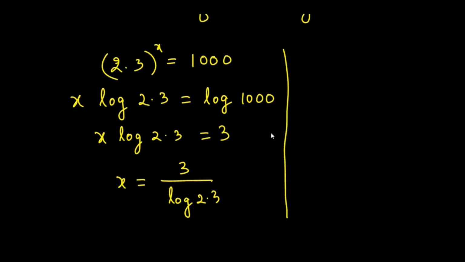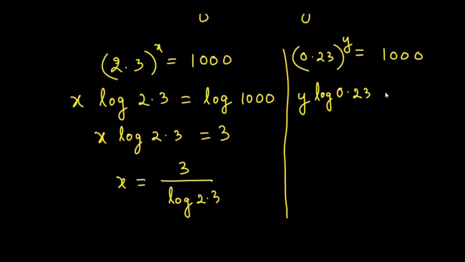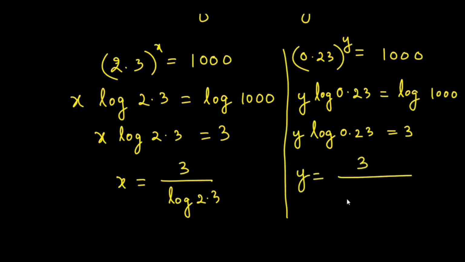Similarly, we can carry out the process for y. 0.23 power y is equal to 1000. Taking log, this becomes y into log 0.23 is equal to log 1000. So y log 0.23 is equal to 3. So y is equal to 3 by log 0.23.